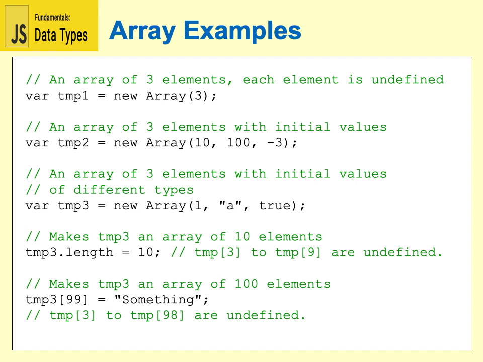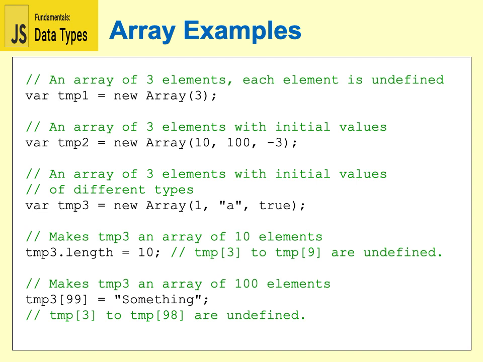So index values 0 to 9 will be assigned, and tmp3[0] is initialized with the value 1. tmp3[1] is initialized with the string a. tmp3[2] is initialized with the boolean value true, and tmp3[3] to tmp3[9] are undefined. We haven't initialized those values yet.